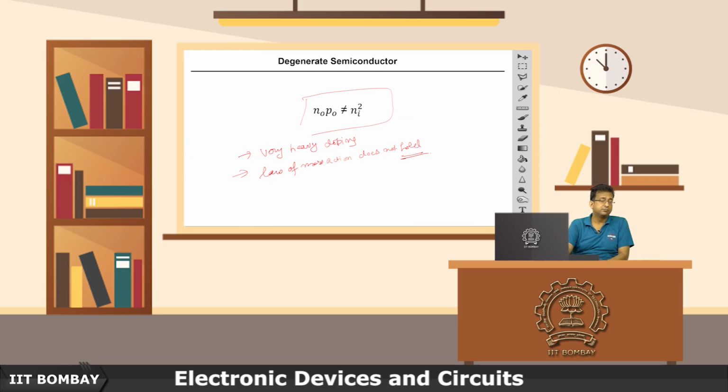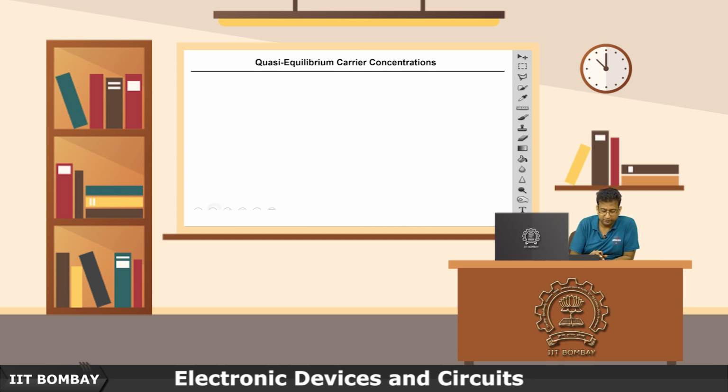Cannot use this one. So this is something you need to keep in mind, but of course for most of the course we will be dealing with the standard extrinsic semiconductors only. So this is just to tell you the one situation what will happen once we have too much doping. Okay, now very important thing, quasi-equilibrium carrier concentration.